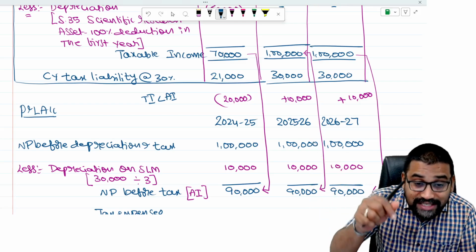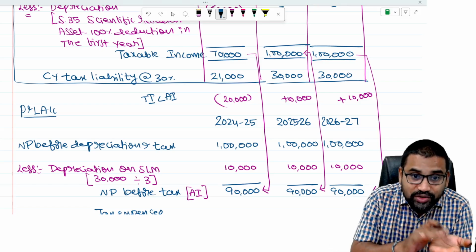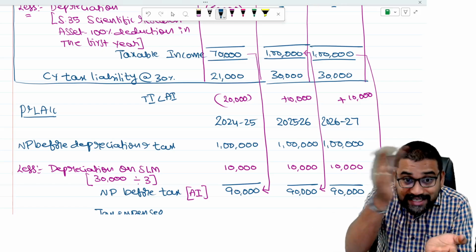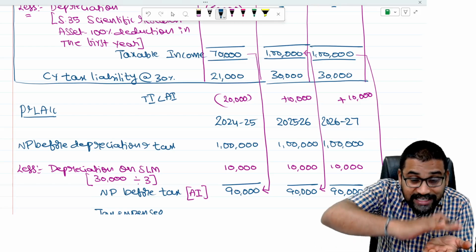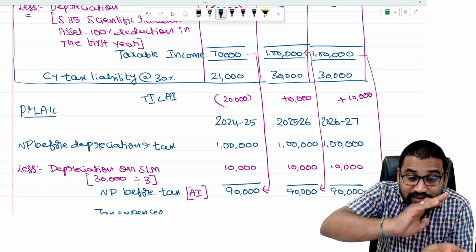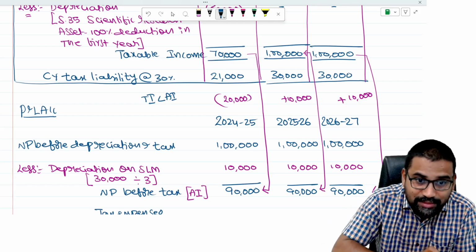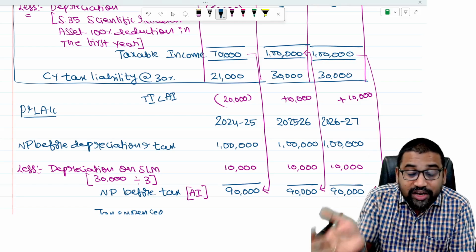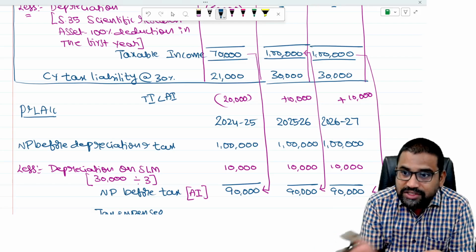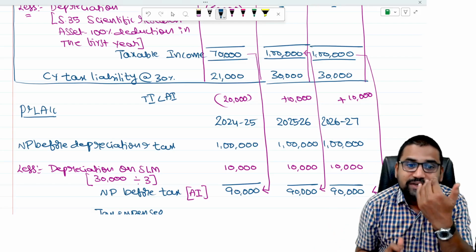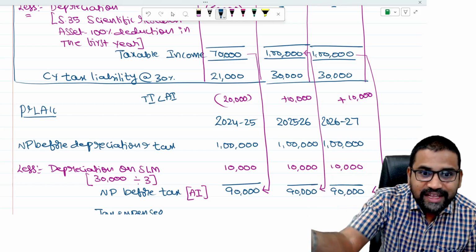If I book deferred tax liability today on this 20,000, next year another 10,000 reverses. In the first year taxable income is less than accounting income. There is a timing difference of 20,000. That has given me deferred tax liability, which I recognized. But next year 10,000 of this is reversed. So whatever the liability I booked, I need to reverse it. In the third year another 10,000 I need to reverse.